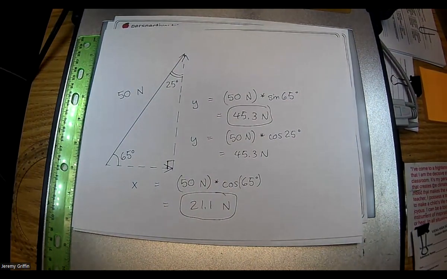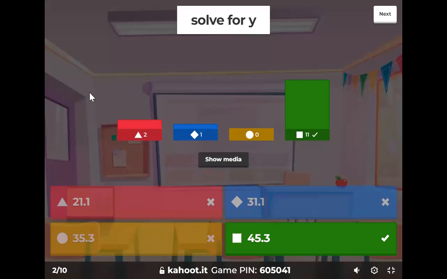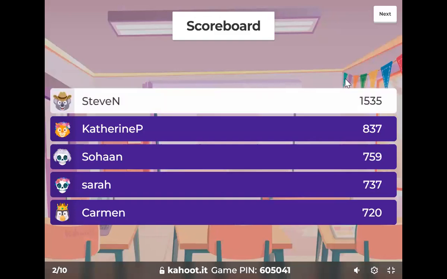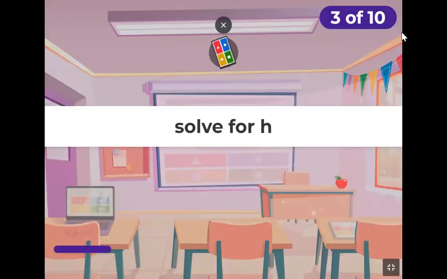All right, you guys ready for the next triangle? Well, almost. Let's see how we're doing on the points. We got Harmon, Sarah, Sohan, Catherine P, and Steven. Solve for H.